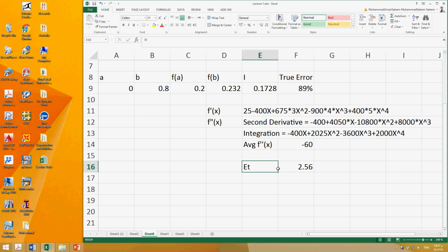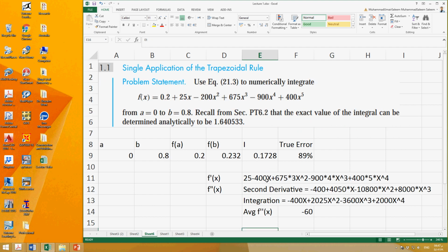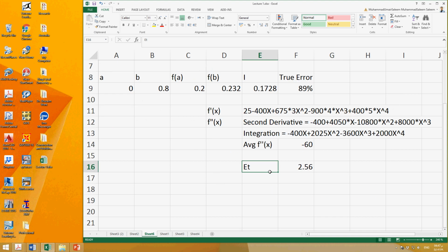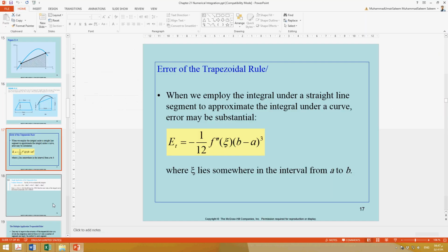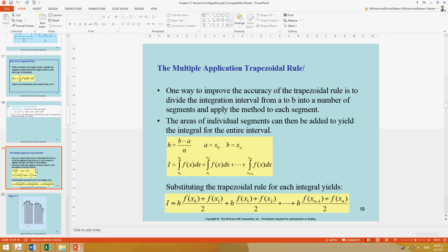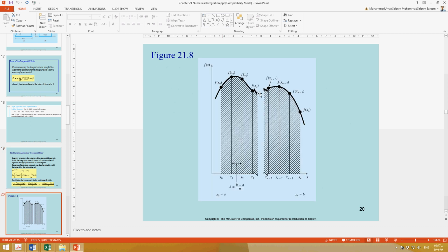But you can see here, it's still a huge difference, and the value of the truncation error itself is not correct. So these are the limitations of the trapezoidal rule. But let's go for the next thing, how we can make it more accurate, which is the multiple application of the trapezoidal rule. So what is this multiple application of the trapezoidal rule?